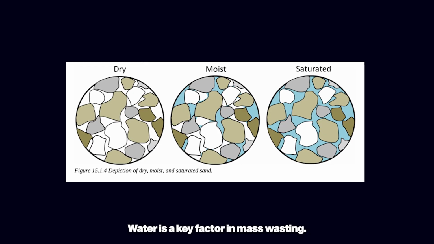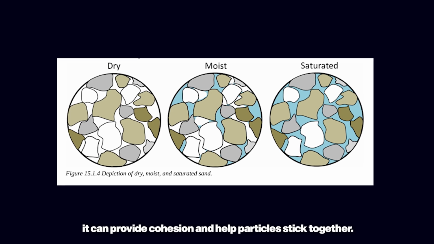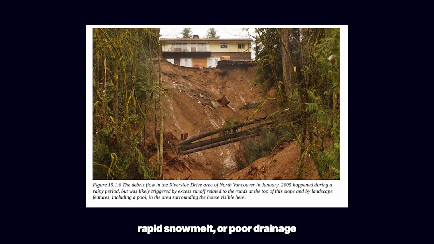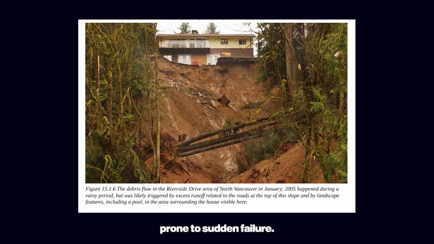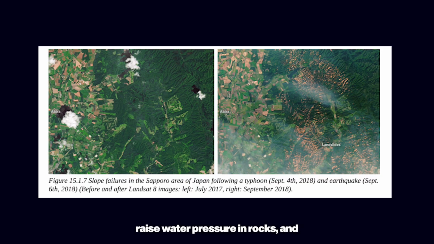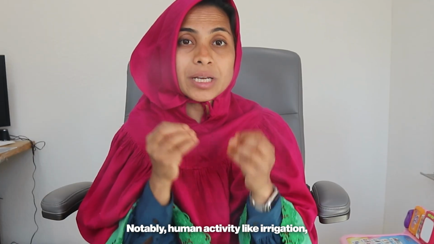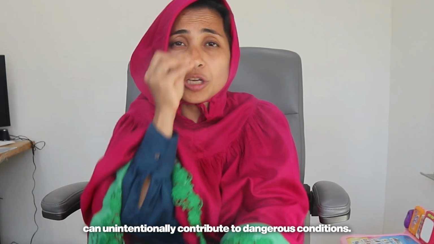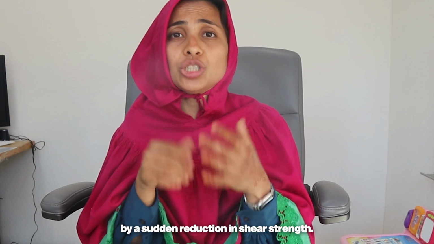Water is a key factor in mass wasting. When present in just the right amount, it can provide cohesion and help particles stick together. But too much water, as after heavy rains, rapid snow melt or poor drainage, fills the gaps, pushes grains apart, and makes slopes prone to sudden failure. Water can also add weight to a slope, raise water pressure in rocks, and when combined with clay minerals, make materials slippery or weak. Notably, human activity like irrigation, leaking pipes, or changes to surface drainage can unintentionally contribute to dangerous conditions.